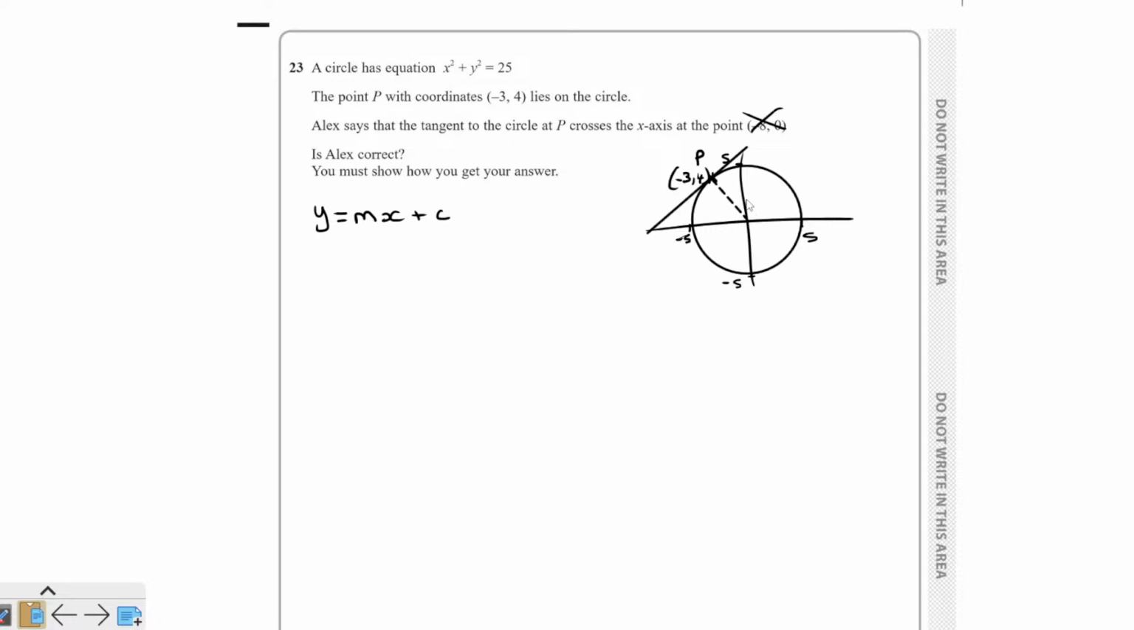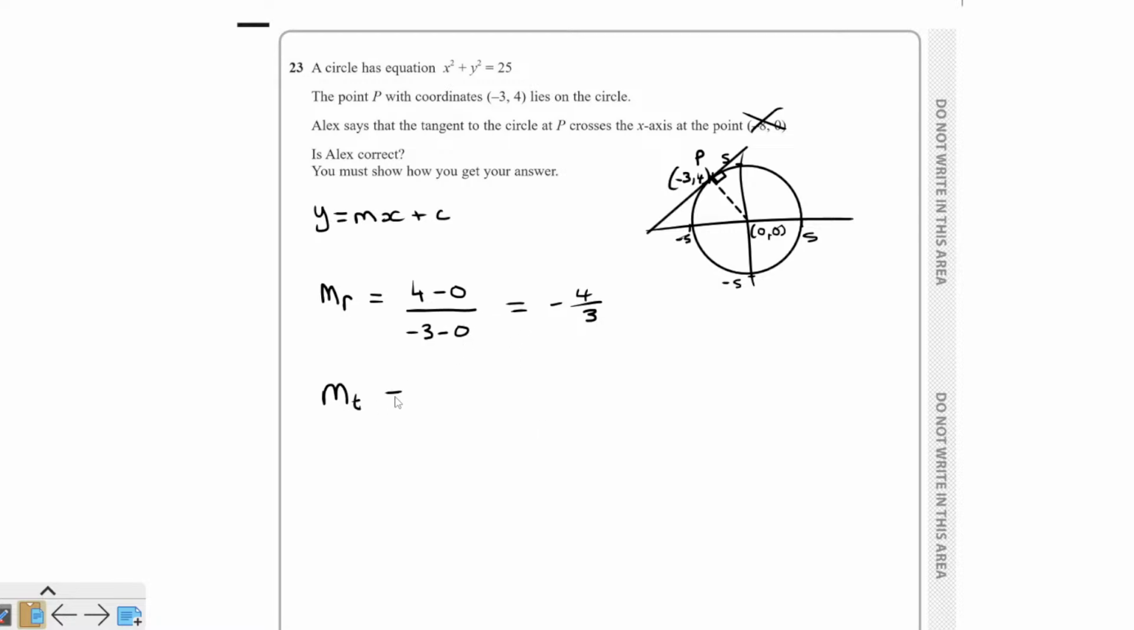So what you have to do is work out the gradient of the radius, this line I've just drawn here, because we know it always goes through 0, 0, and the radius joins the tangent at -3, 4. So I'm going to find the gradient of the radius, mr, which is the change in y, 4 minus 0, divided by the change in x, minus 3 minus 0, which is negative 4 over 3. Then, if you think about circle theorems, you should know that the radius and a tangent are perpendicular, they're 90 degrees.